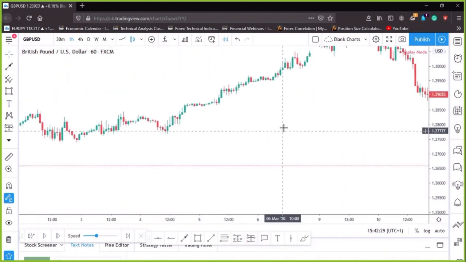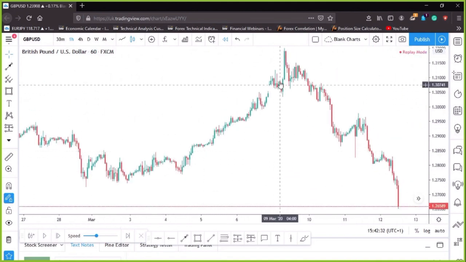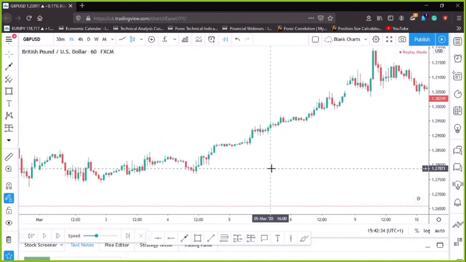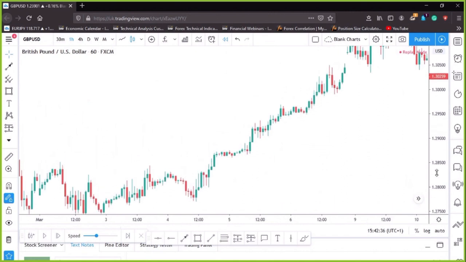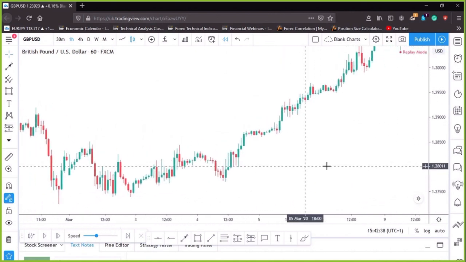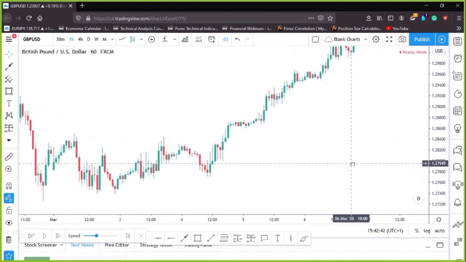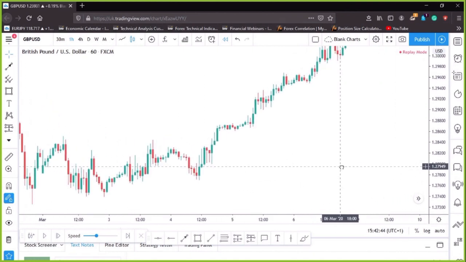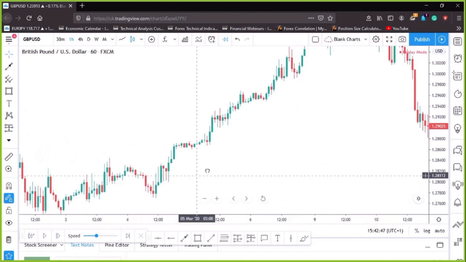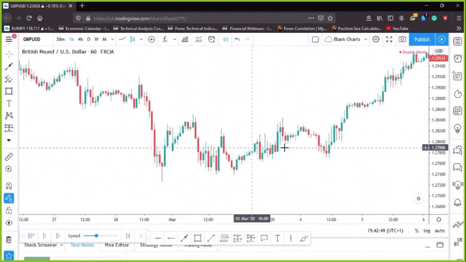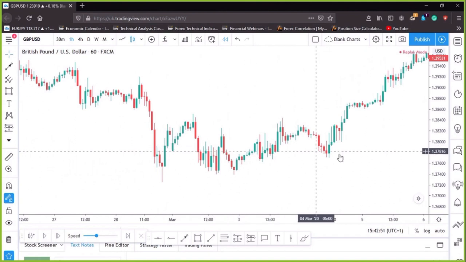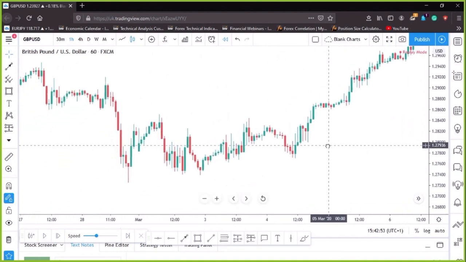Alright, let's find a bit of bullish. This bit's bullish here, so I'm just gonna do this. Okay, the trend starts about here. Let's start from here, because this bit's consolidation. Can you see that? Let me explain this as well.